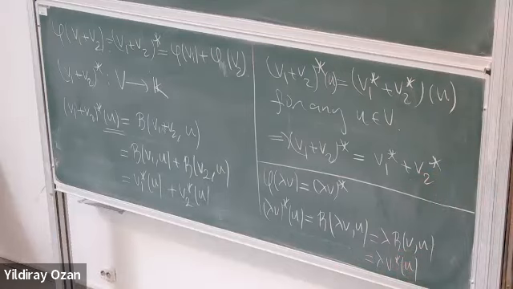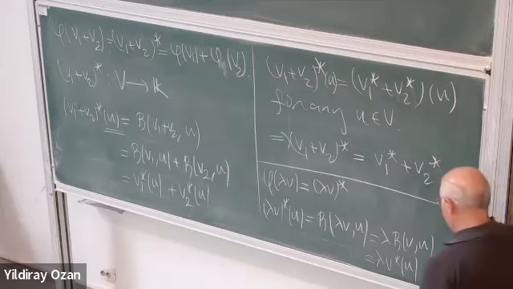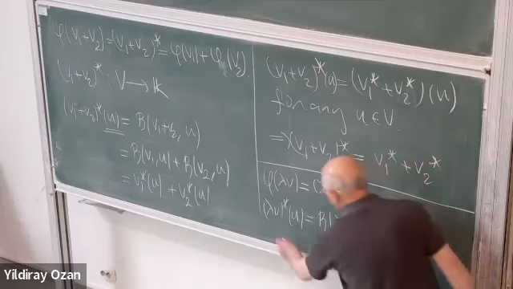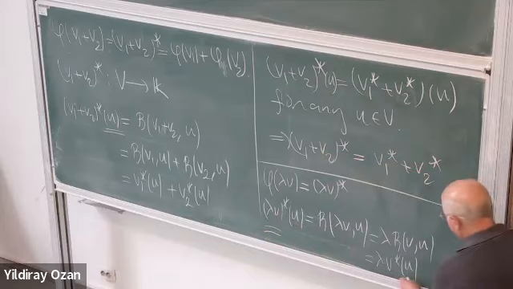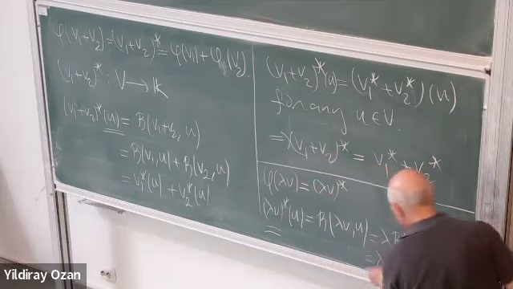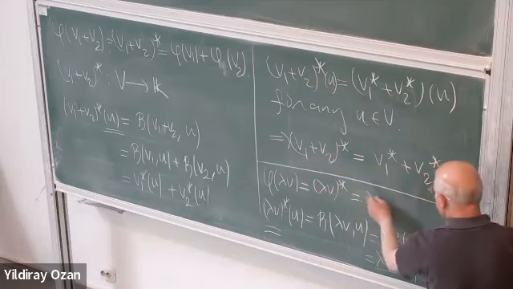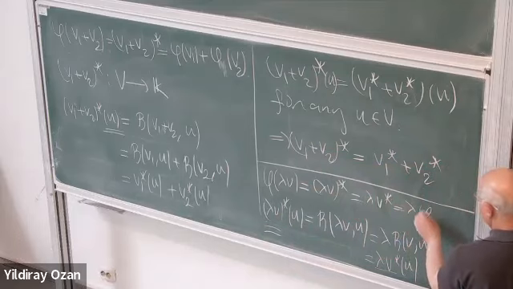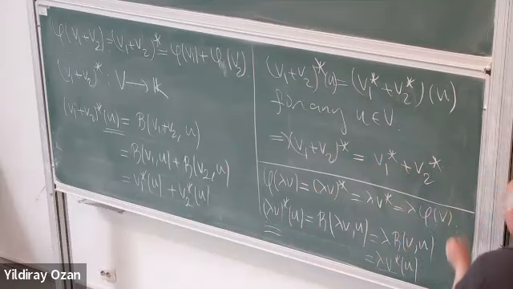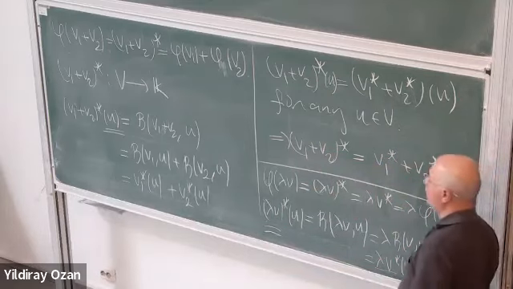So lambda D star at U is just lambda times D star at U. Therefore, this gadget is the same as this gadget. So this is just lambda times D star. Therefore, this is lambda times phi V. Therefore, phi is a linear map. Okay.